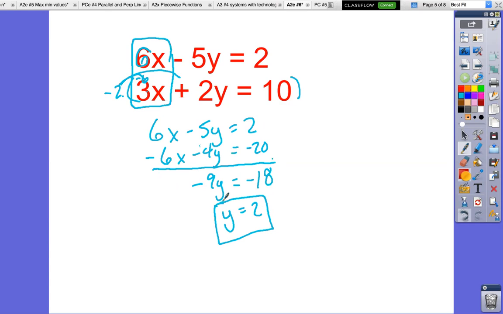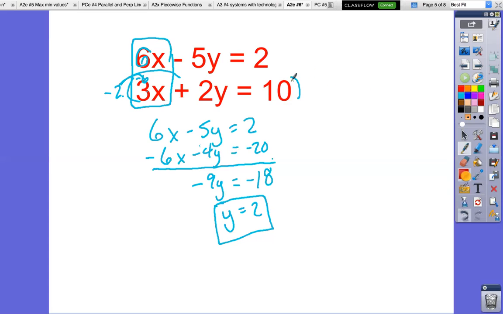Now, if somebody wanted to cancel out the y's, that's perfectly fine. In fact, I might even put up another example. That is not a bad choice. But the x's were better because I only had to make one multiplication. Once I have one variable, how do I solve for the other? You plug it in. Plug it into either equation, doesn't matter at all.